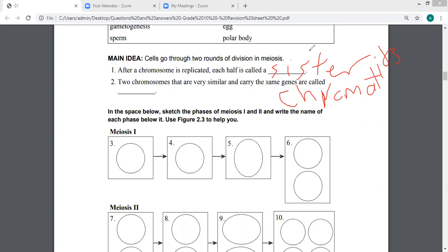Okay, number two. Chromosomes that are very similar and carry the same genes are called what? Homologous chromosomes. Yes, and one of them is inherited from the father and the other one is inherited from the mother. They are called homologous chromosomes.